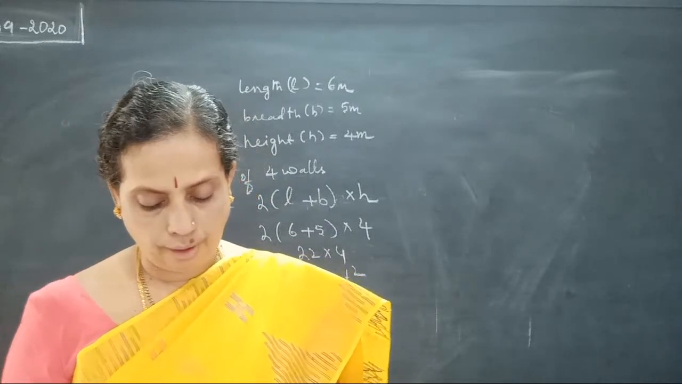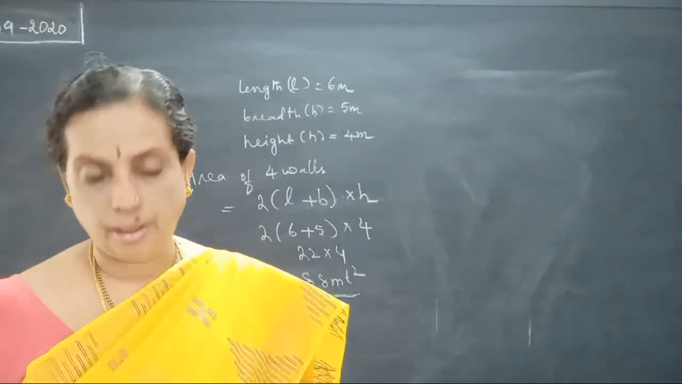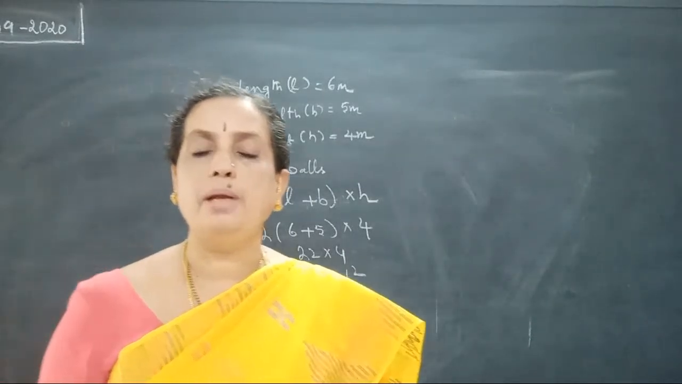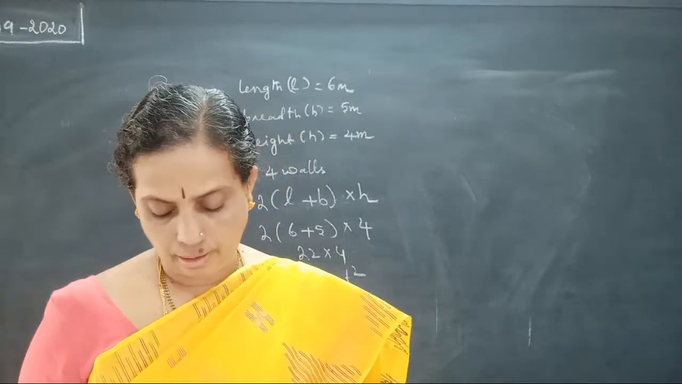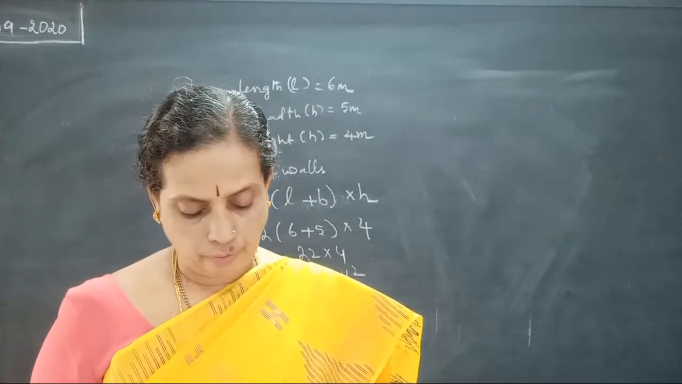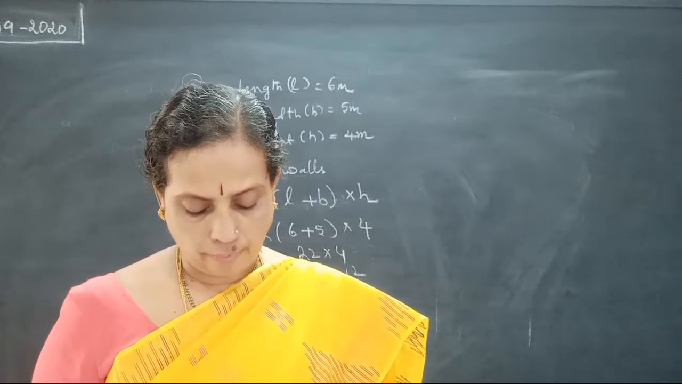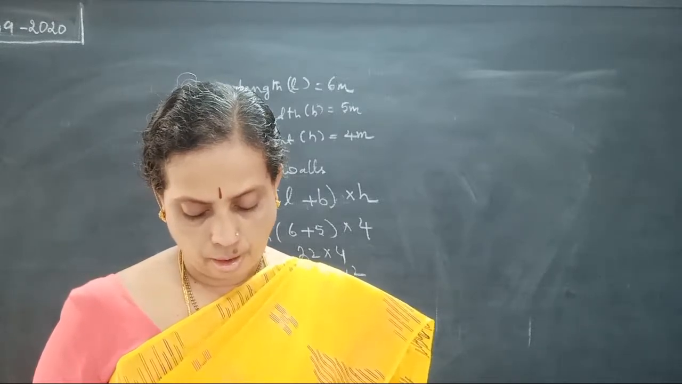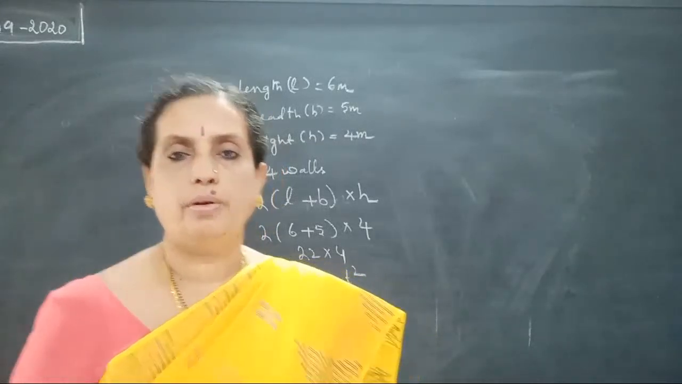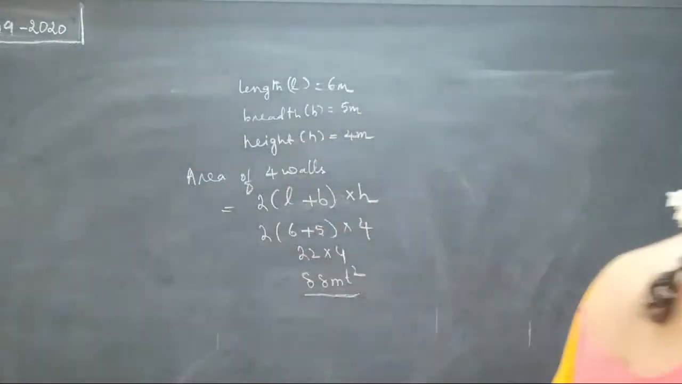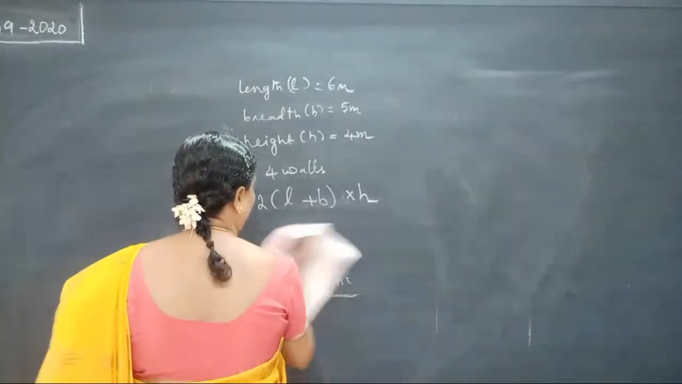The floor of a rectangular hall has a perimeter 250 meter. Here 250 meter is 2 into L plus B is 250 meter. If the cost of painting the 4 walls at the rate of 10 per meter square is 15,000, find the height of the wall. Okay. So what and all given, let us write in the beginning. It's a textbook question only.